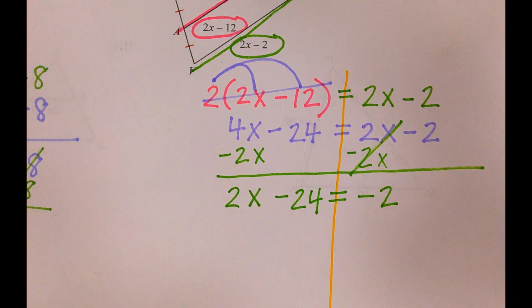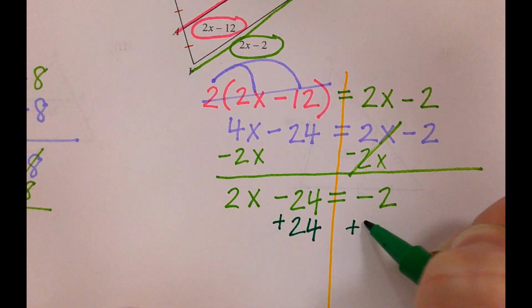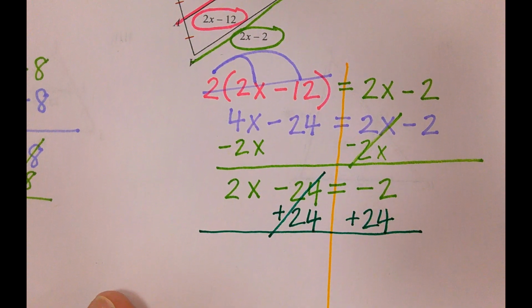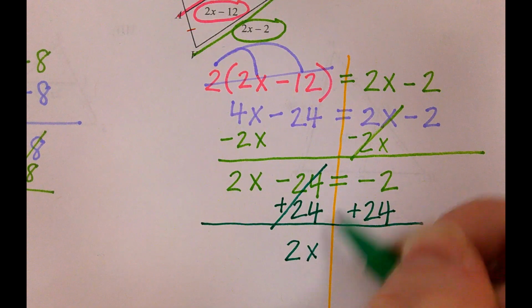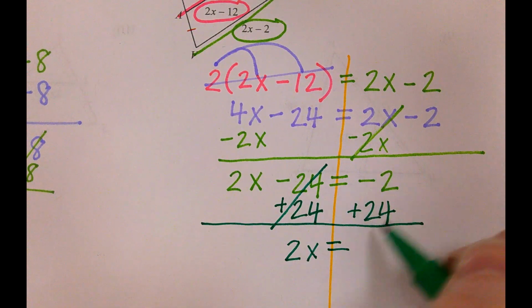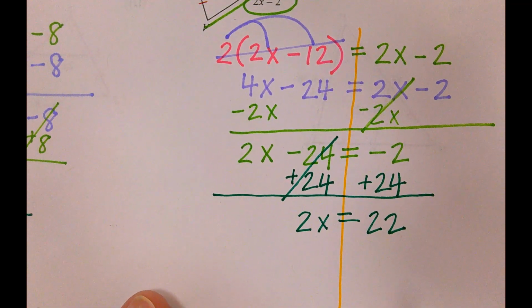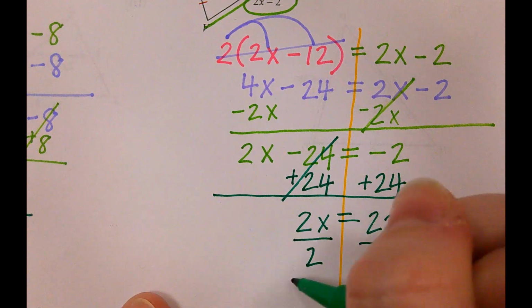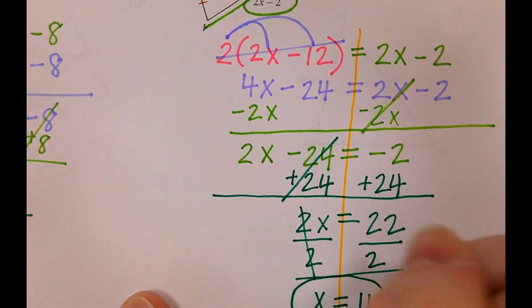Where would I go from here? You add 24. Awesome. Let's add 24 on each side. Get rid of it over here. And now I can bring down my 2x equals, yes, negative 2 plus 24 is positive 22. And you just divide by 2. And what's our answer? Your x equals 11. Yes, x equals 11.